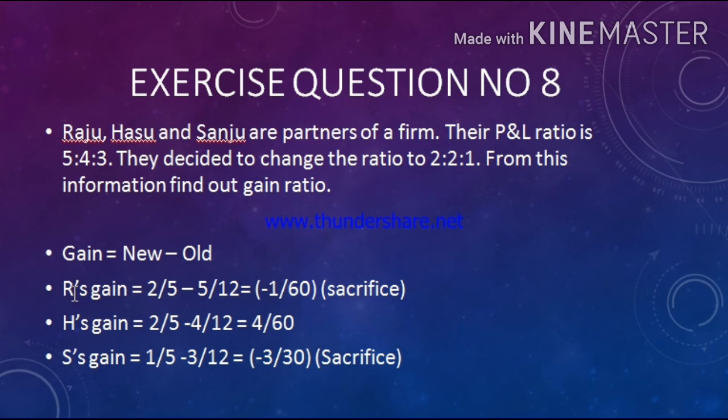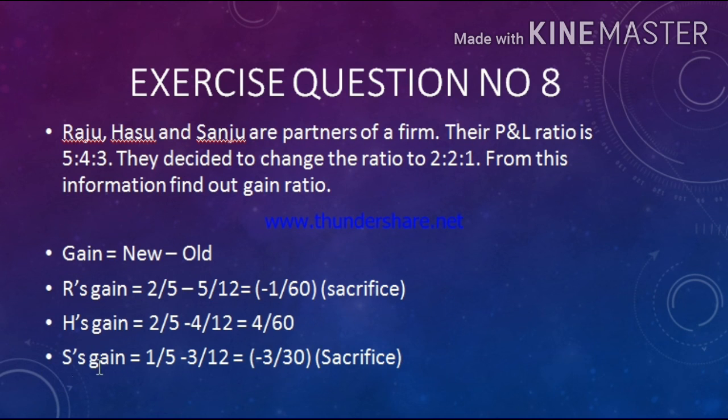R's gain, first partner, that is R. R's gain is equal to 2/5, that is new share, minus old share, that is 5/12, the answer comes negative 1/60. It means if the answer comes negative by applying the above formula, it is sacrificed by partner R. The second partner, that is H. H's gain is equal to new share, that is 2/5, minus old share, that is 4/12. The answer comes positive 4/60. So it is gained by partner H.